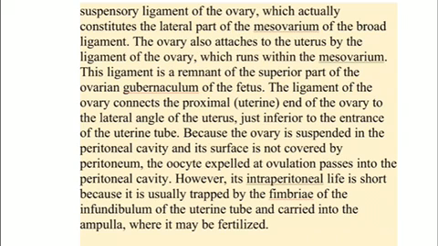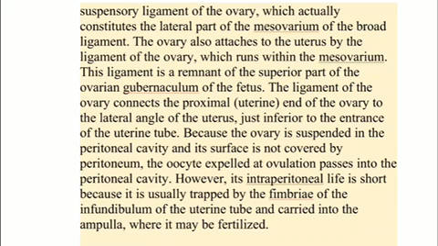The ovary also attaches to the uterus by the ligament of the ovary, which runs within the meso-ovarium. This ligament is a remnant of the superior part of the ovarian gubernaculum of the fetus. The ligament of the ovary connects the proximal, that's the uterine end of the ovary, to the lateral angle of the uterus, and you find this just inferior to the entrance of the uterine tube. Note that because the ovary is suspended in the peritoneal cavity and its surface is not covered by peritoneum, the oocyte expelled at ovulation passes into the peritoneal cavity.